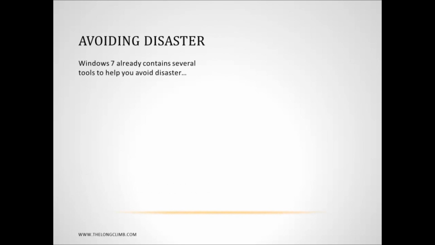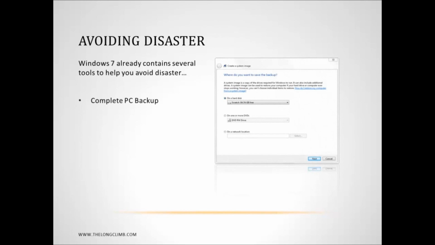Now, there are several tools in Windows 7 that you can use to help avoid disasters from occurring. The first of these is Complete PC Backup. This will create a system image, an image of your installed copy of Windows 7 that you can save to another hard disk, another partition on your hard disk, to an external hard disk, or to a series of DVDs. And you can restore from it later.